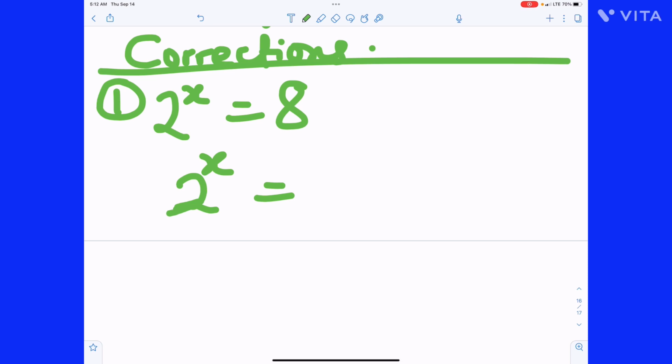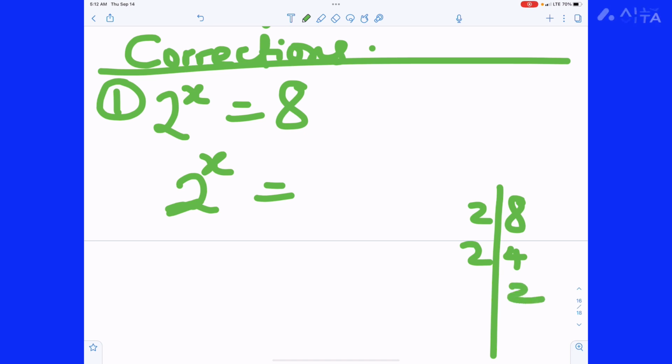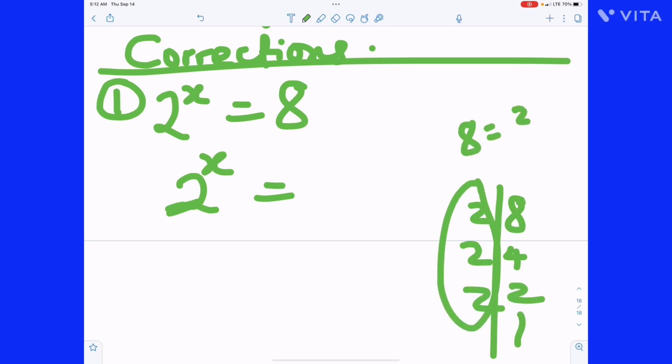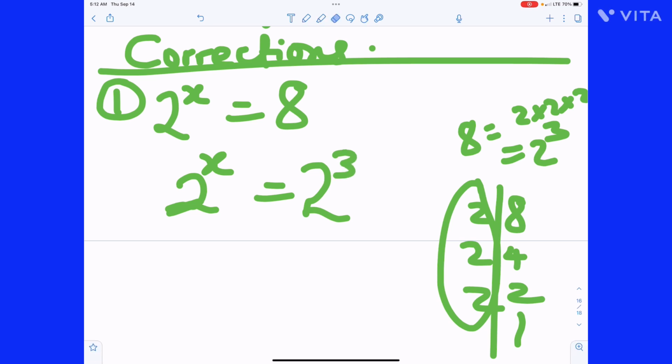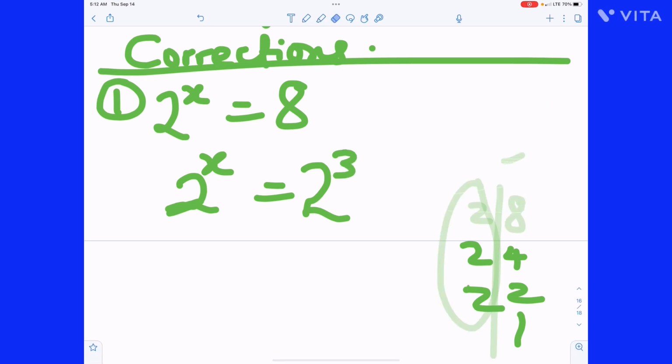How do you write 8 in base 2? Very simple. I can do this. 2 in 8, 4. 2 in 4, 2. 2 in 2, 1. So 8 is 2 times 2 times 2. And that's 2 raised to power 3. That's all that you can do. So on the right hand side too, you write that 8 is 2 raised to power 3.